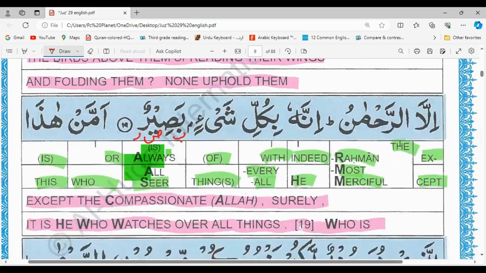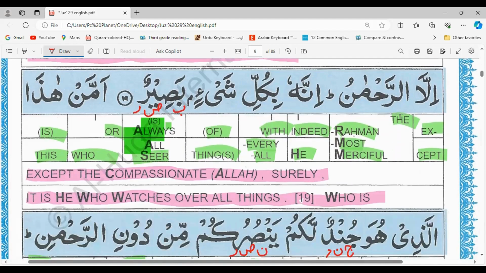Amman hadha alladhi. It's a question statement actually here. Means, is there anyone or is there someone besides Allah, min duni rahman? Amman hadha alladhi min duni rahman. Is there anyone besides Rahman, besides the most compassionate, who can help yansurukum, who can help you with his jundun, with his armies, with his force?